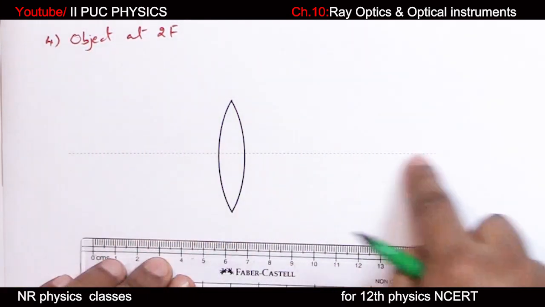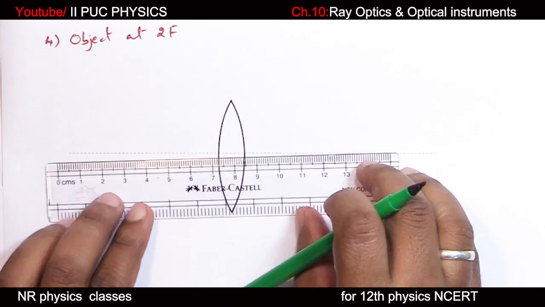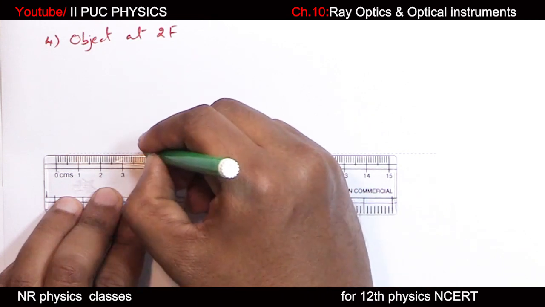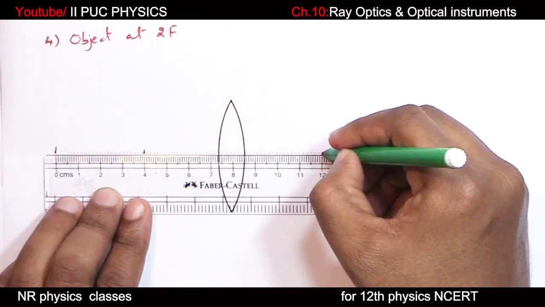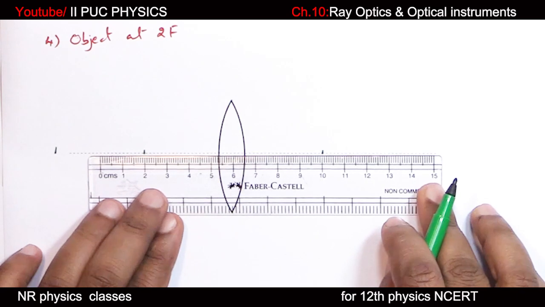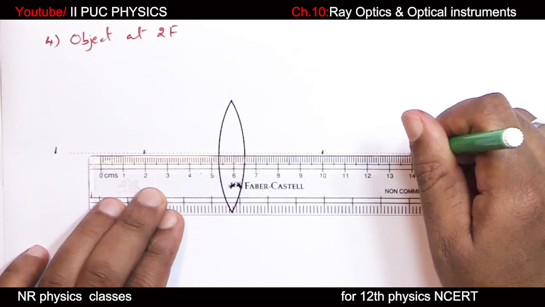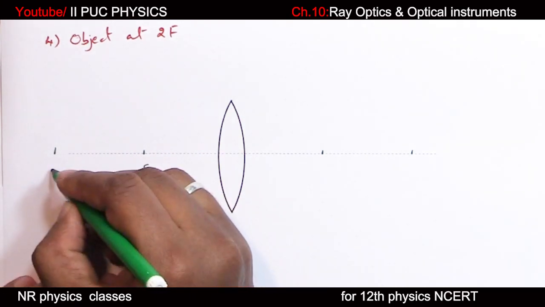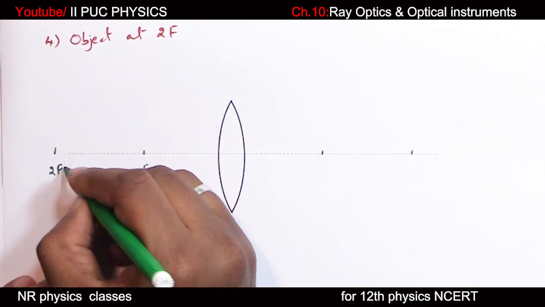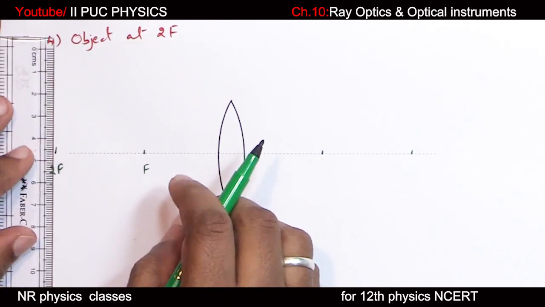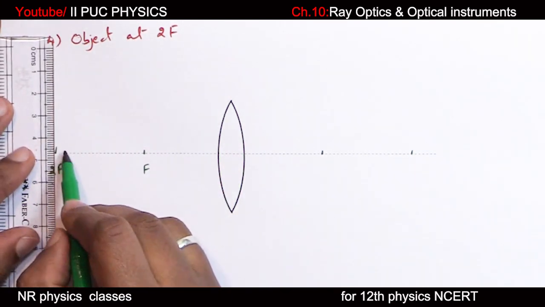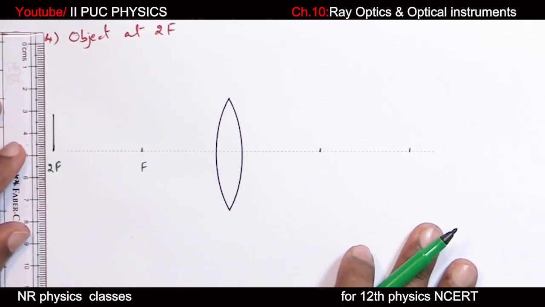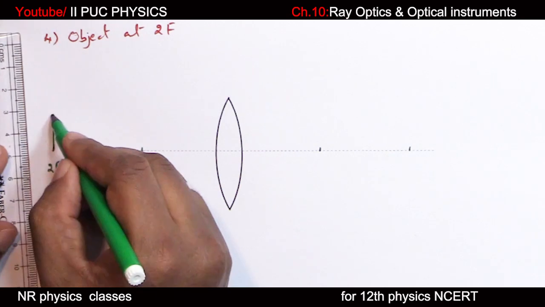Lens, principal axis. Let me note down F1 to F on either side: 4 cm, 8 cm, 4 cm, 8 cm, F to F. Let me keep the object at 2F, a linear object. So this is the linear object.